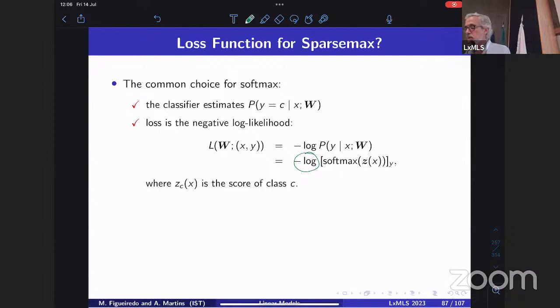And ZC is the score for class C. It's just that. Now, can we do this for sparse max? Can we use the same strategy? Instead of softmax, can we put sparse max here?